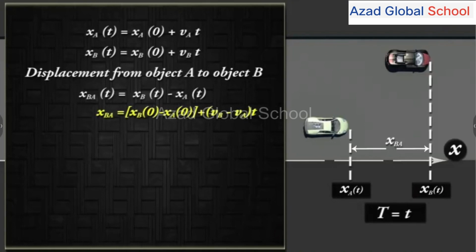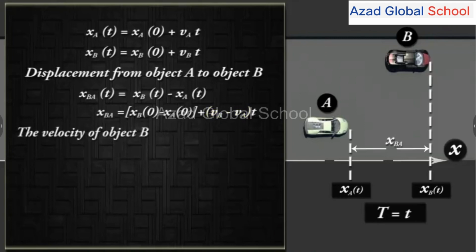The above equation is easily interpreted. It tells us that as seen from object A, object B has a velocity VB minus VA, because the displacement from A to B changes steadily by the amount VB minus VA in each unit of time. We say that the velocity of object B relative to object A is VBA equals VB minus VA.